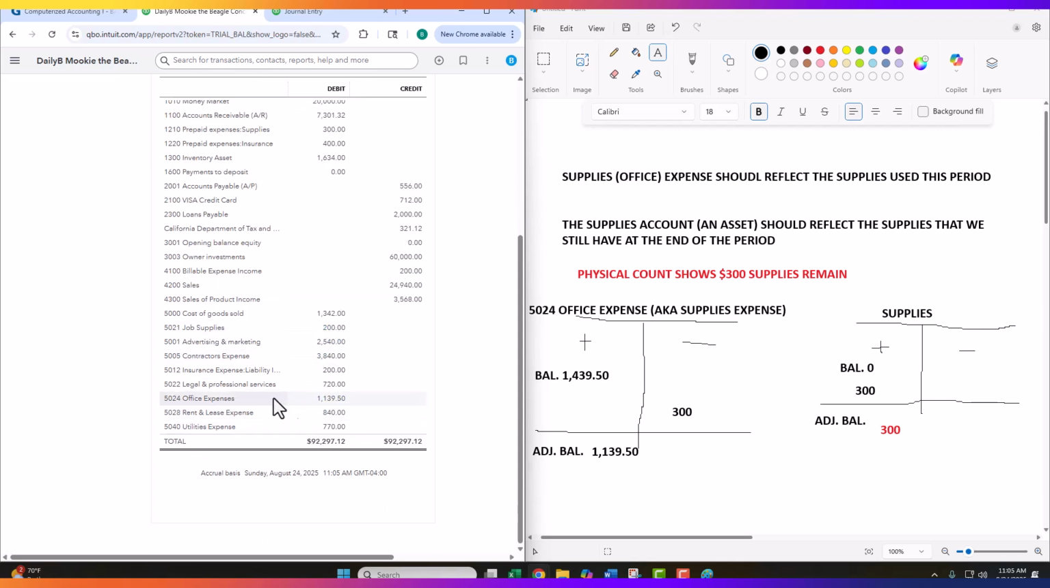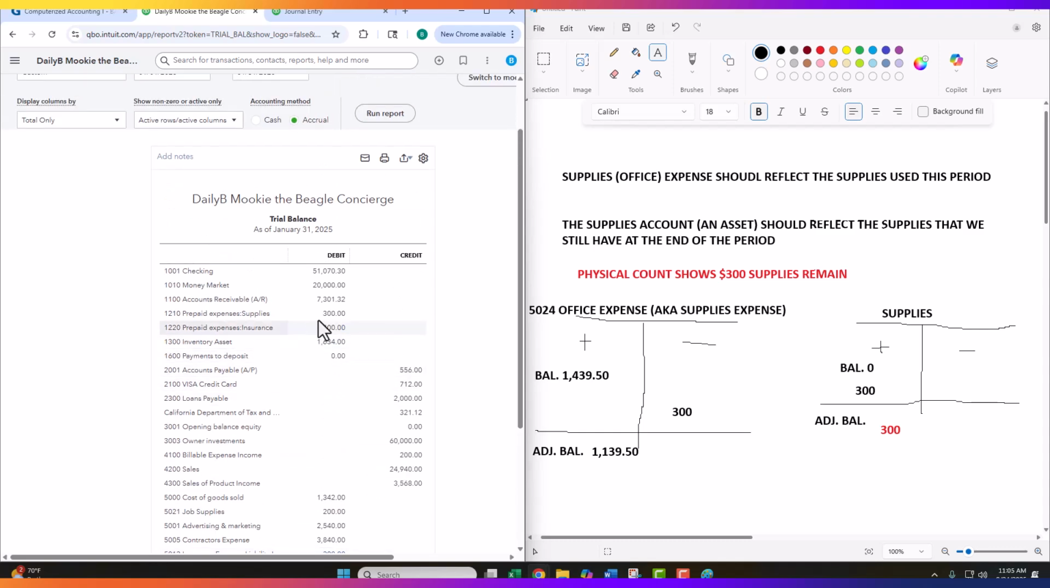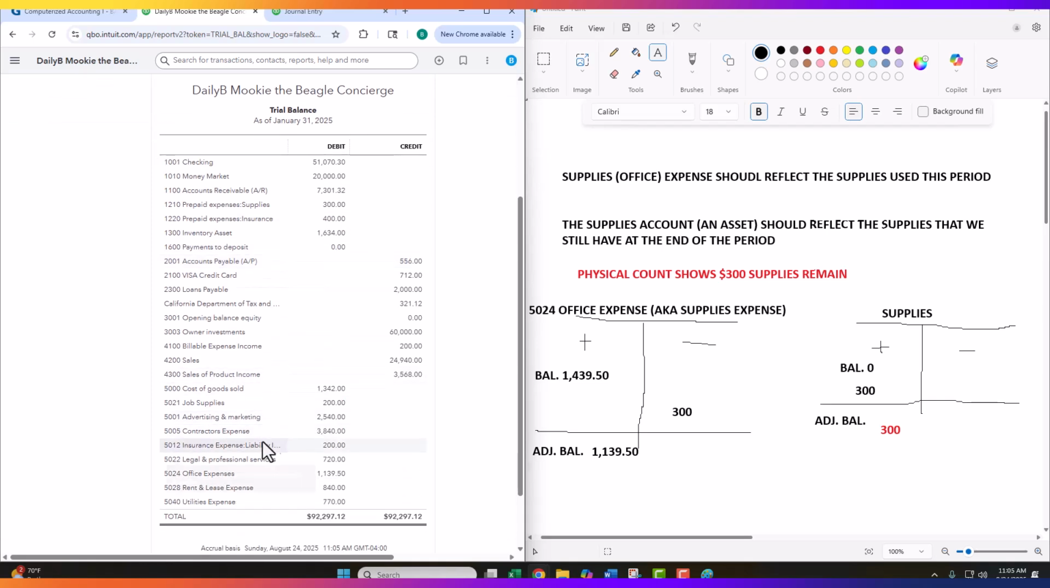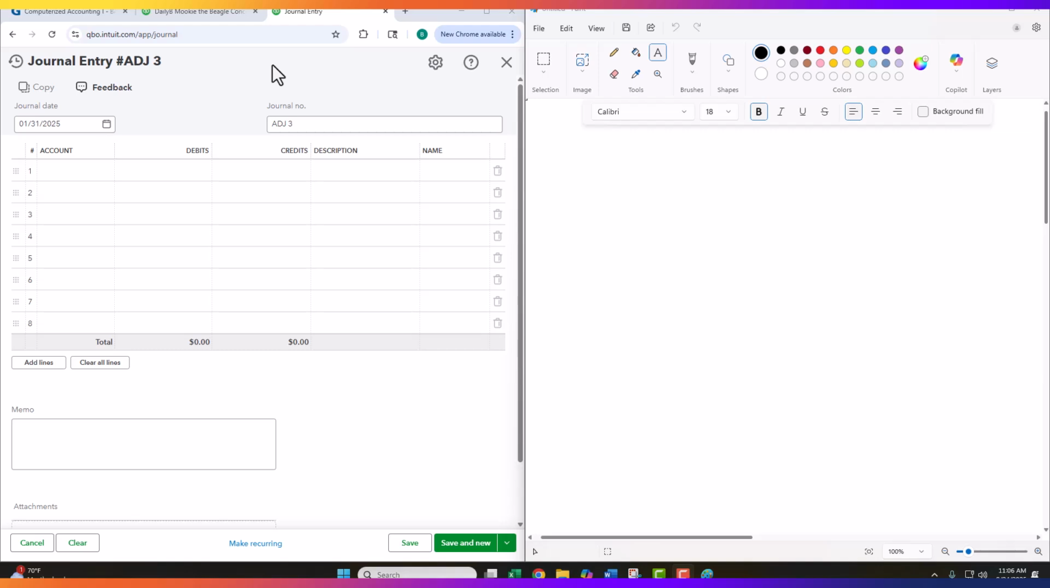I see that office expense showing at this adjusted balance that we determined earlier. Also, I didn't show it previously, but that insurance asset account is reflecting the unused portion, and the insurance expense account is reflecting the used portion. So going back to the journal entry screen and taking a look at our text.